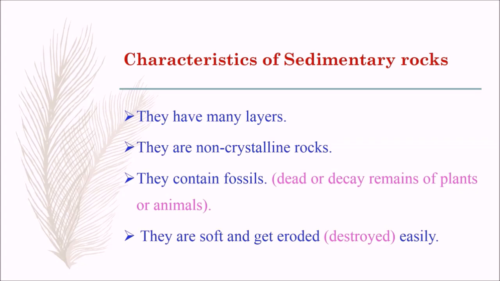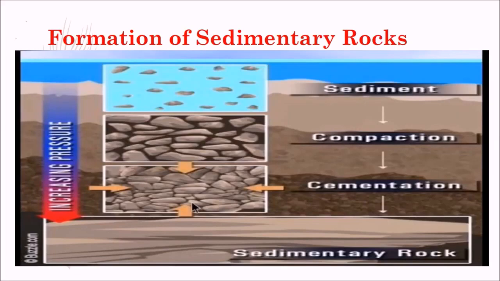Now, let's see the characteristics of sedimentary rocks. The first characteristic is that they have many layers. The second one is they are non-crystalline rocks, which means it is not a glassy rock. The third one is they contain fossils. Fossils means dead or decayed remains of plants or animals. And the fourth characteristic is that they are soft and get eroded easily. Eroded means destroyed easily. Now we are going to learn about the formation of sedimentary rocks.